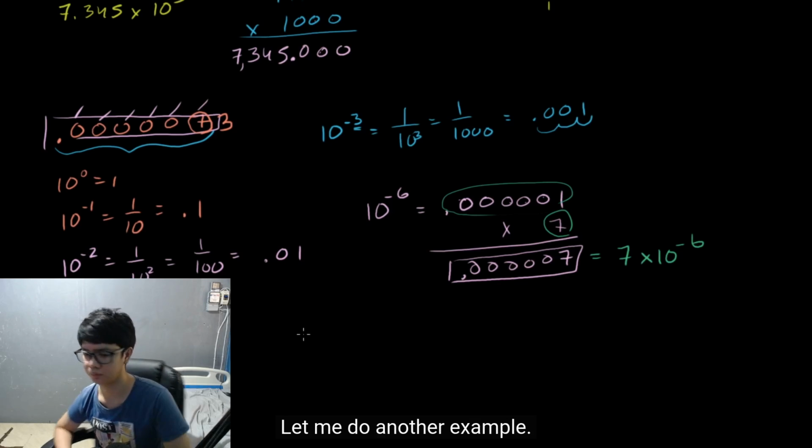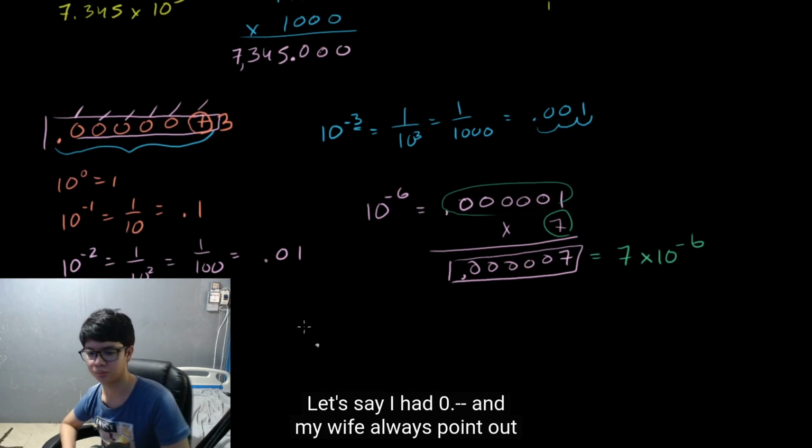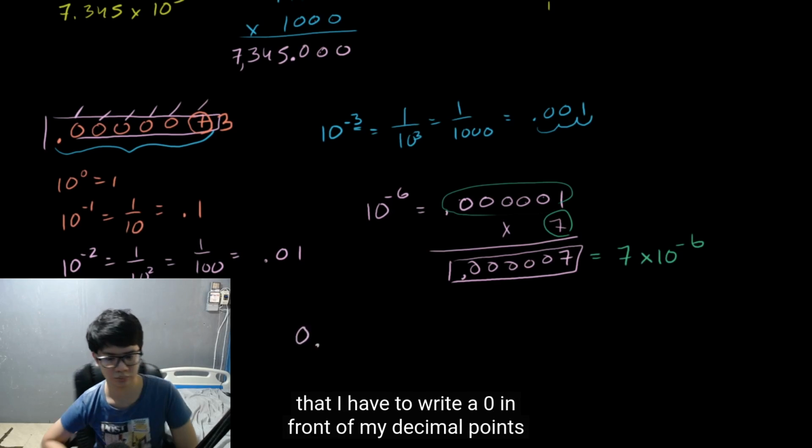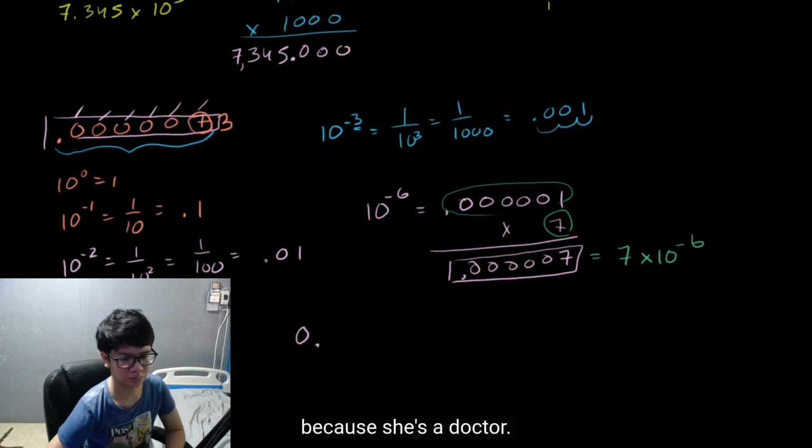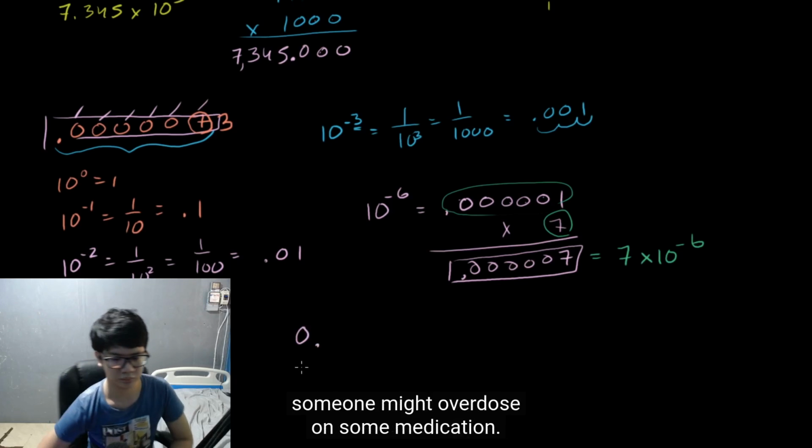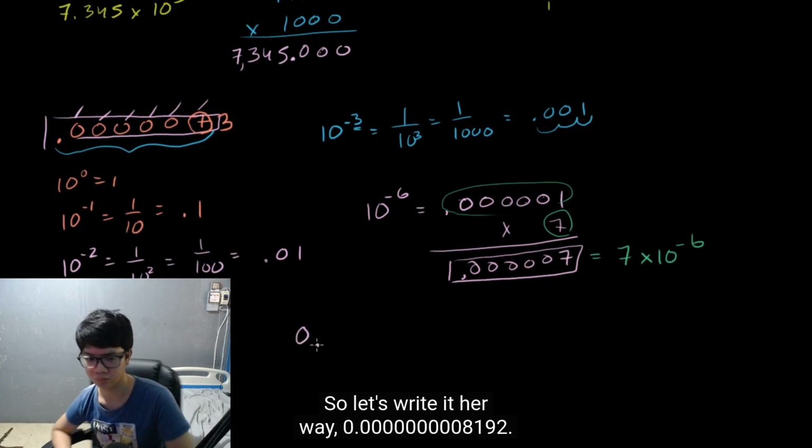Let me do another example. My wife always points out that I have to write a 0 in front of my decimal points, because she's a doctor, and if people don't see the decimal point, someone might overdose on some medication. So let's write it her way.